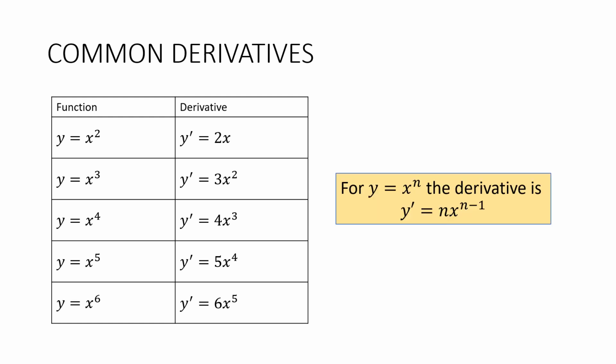And this is the power rule. If y is equal to x to the power of n, then to find the derivative, we bring the power down the front, and then reduce the power by 1. So the derivative y dashed is equal to nx to the n minus 1.